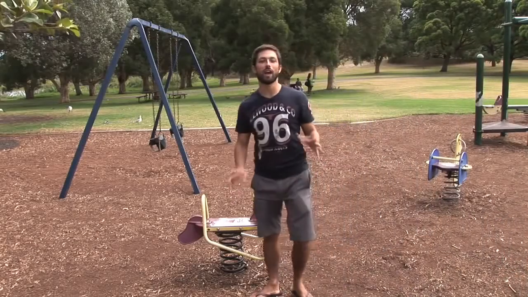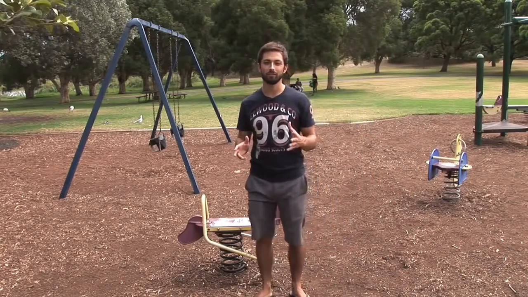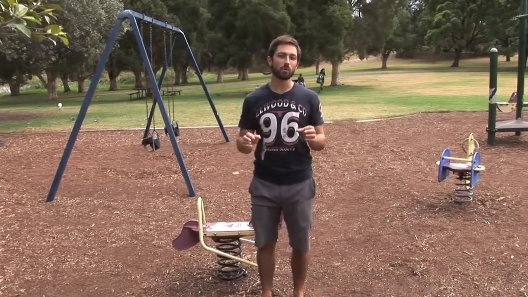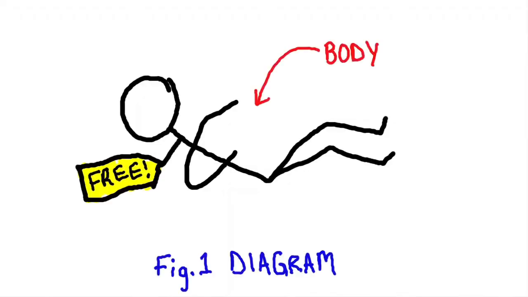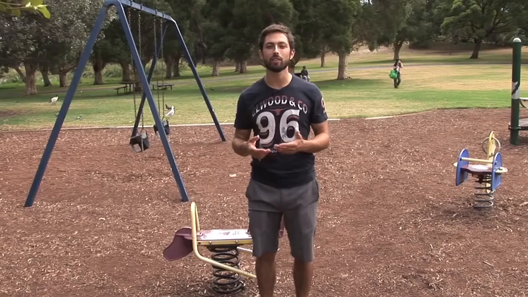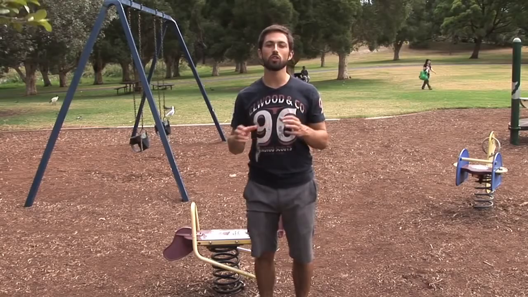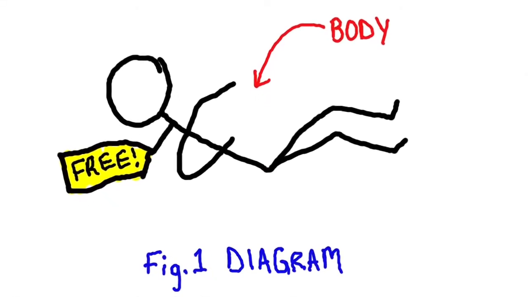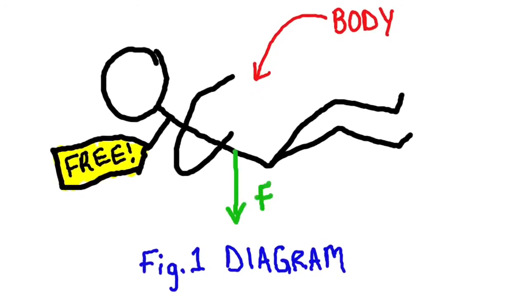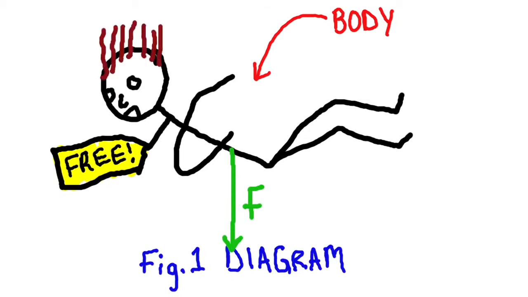What are the forces acting on you right now? I want to answer this question by introducing something called a free body diagram. This is a sketch that scientists make that shows all the forces acting on an object. Each force is represented by an arrow. The size of the arrow represents the magnitude of the force, and its direction indicates the direction of the force.